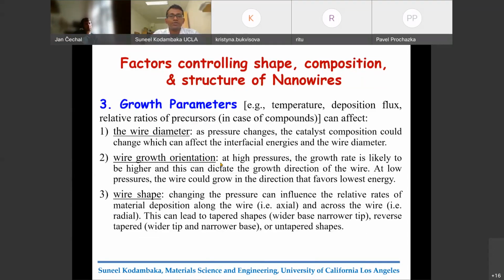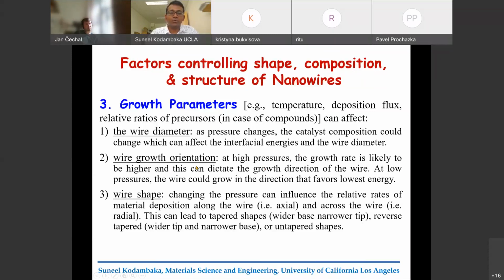And in terms of the growth parameters, the temperature, the flux, and the relative partial pressures of precursors, which is common for group 3,5 semiconductor nanowire growth, all these parameters can affect the wire diameter. For example, if you increase the temperature, the solubility of the alloying element changes, and as a result, the wetting angle also changes. And then you tend to have larger diameter wires.